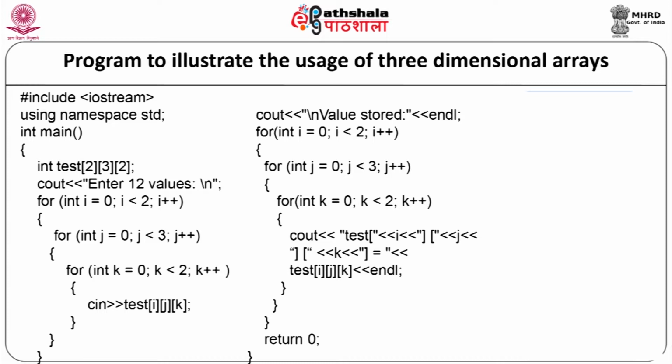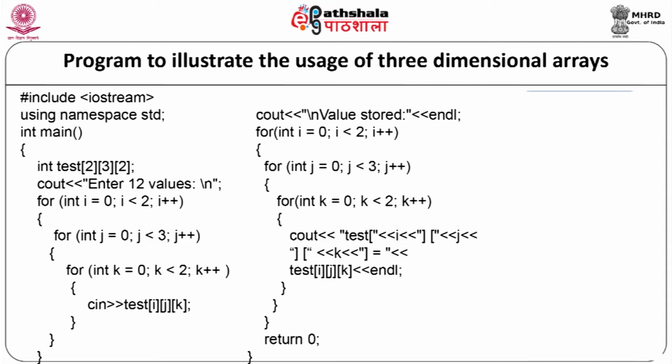Now, we will display the message as cout "The value stored" endl. Now, we will again write a for loop to display the values back on the screen. For int i equal to 0, i less than 2, i plus plus. Second, for int j equal to 0, j less than 3, j plus plus. For int k equal to 0, k less than 2, k plus plus. cout test[i][j][k], test i j k, the value of test i j k, endl. Our for loops will end, return 0 and the main function will end.